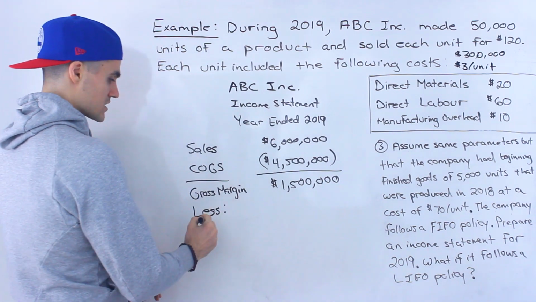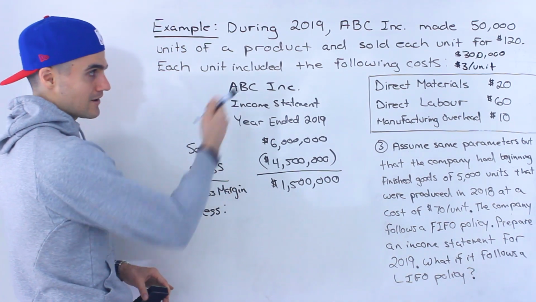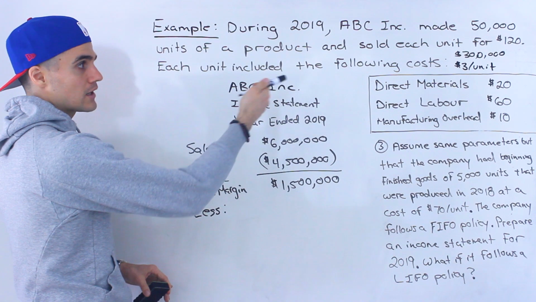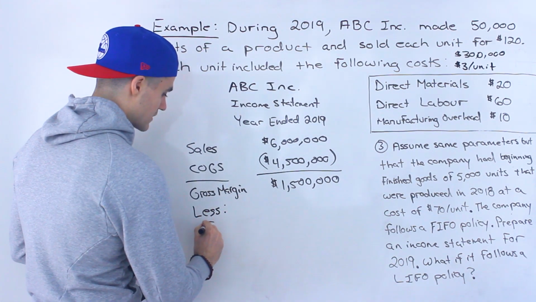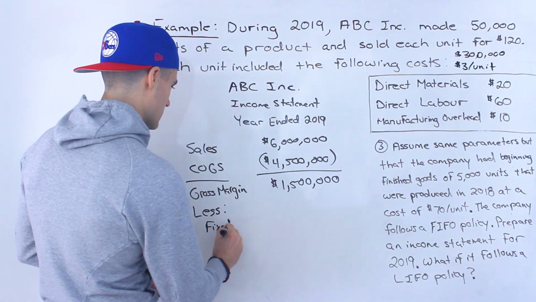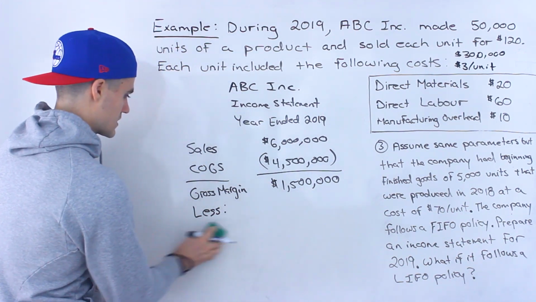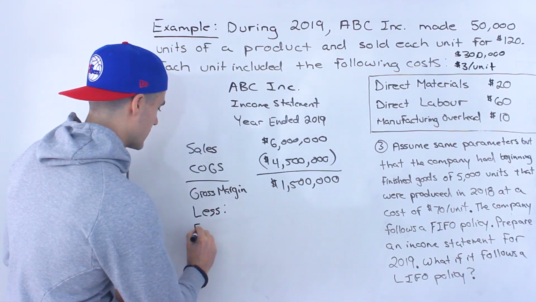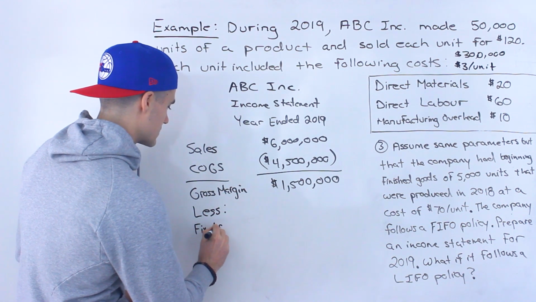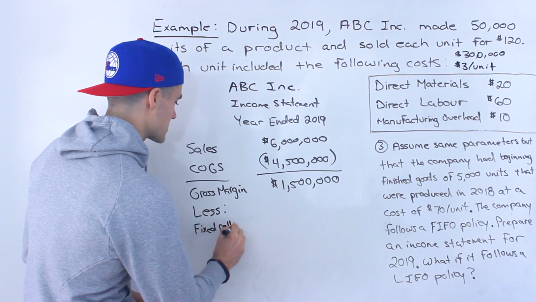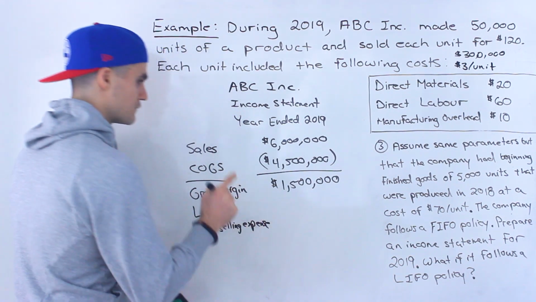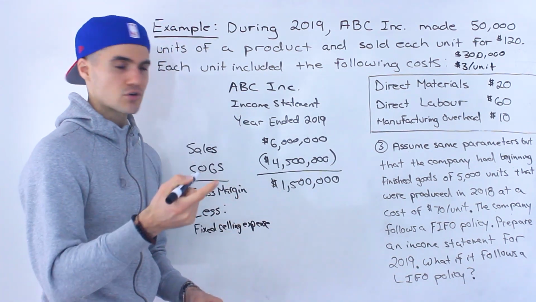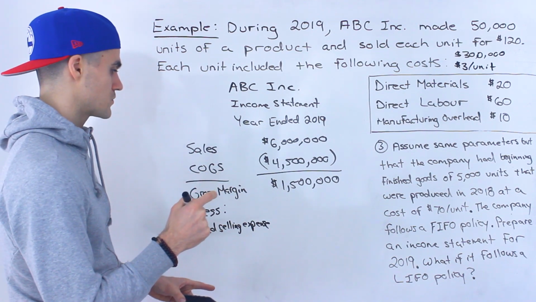So we're going to subtract the sales salary. Now, you know what? I'm actually going to write this as a fixed selling expense. You could write sales salary if you want. We're going to talk more about fixed versus variable costs in a future unit, but I thought that maybe this would be a good introduction.